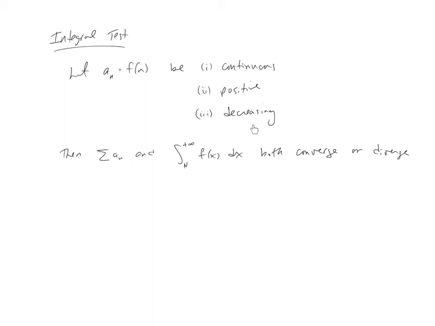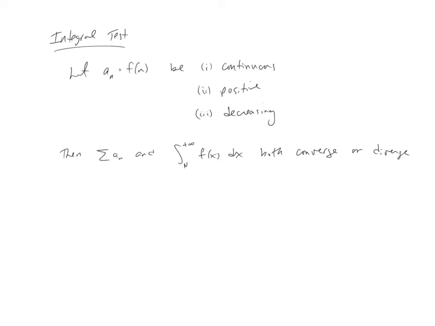positive, and decreasing. These are the conditions that need to be met in order to proceed with the integral test. If those conditions are met, then the series a sub n and the improper integral either both converge or both diverge. So we can study the improper integral to determine whether or not the original infinite series converges or diverges.